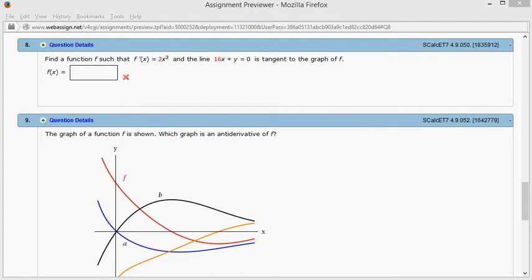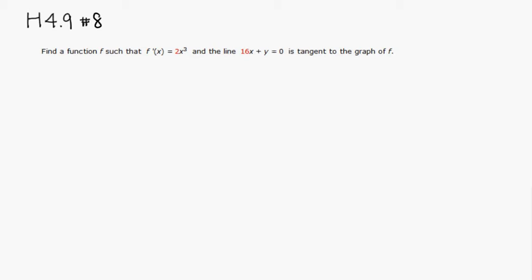Alright, let's look at homework 4.9, problem number 8. Let's do this problem. It says that we want to find a function f whose derivative is that guy.